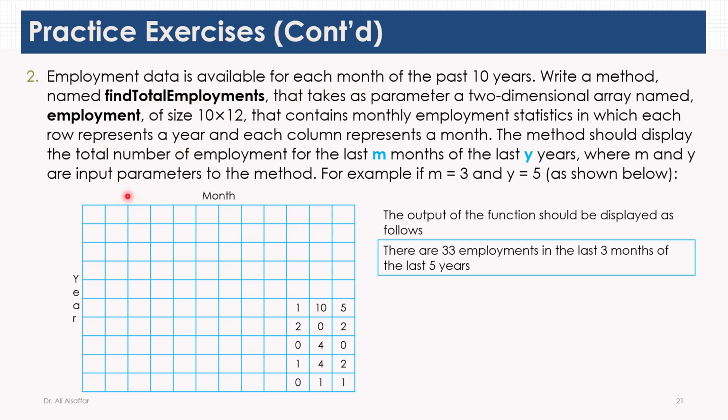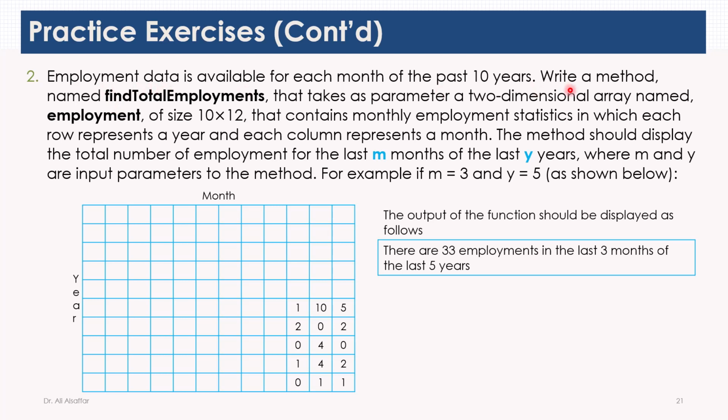It says employment data is available for each month. So where is the month? The months are represented by columns in this two-dimensional array. Of the past 10 years, and the rows represent years, and as you see there are 10. And for the months we have 12. So we have 10 rows and 12 columns. So what are these numbers inside the array? We call them entries. They are employment data.